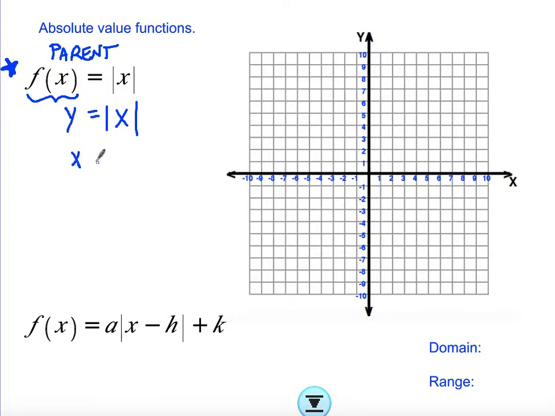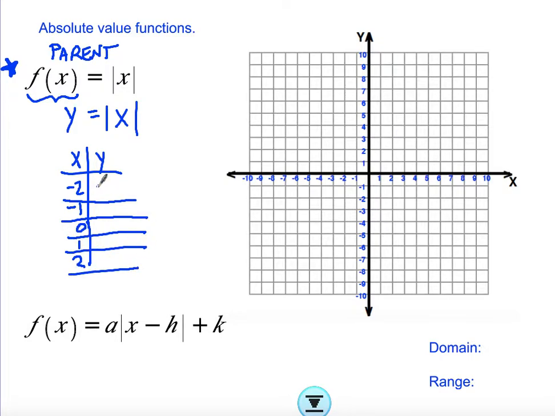And if I was going to make an xy table, I would probably want to pick some negative values, 0, and some positive values, just like we usually do. All right, and then we're going to plug in a -2. So the absolute value of -2 ends up equaling +2. The absolute value of -1 equals +1. The absolute value of 0 is 0. The absolute value of 1, remember, absolute value is a distance, and it's always positive. So it'll be a +1 again. The absolute value of 2 is a +2.